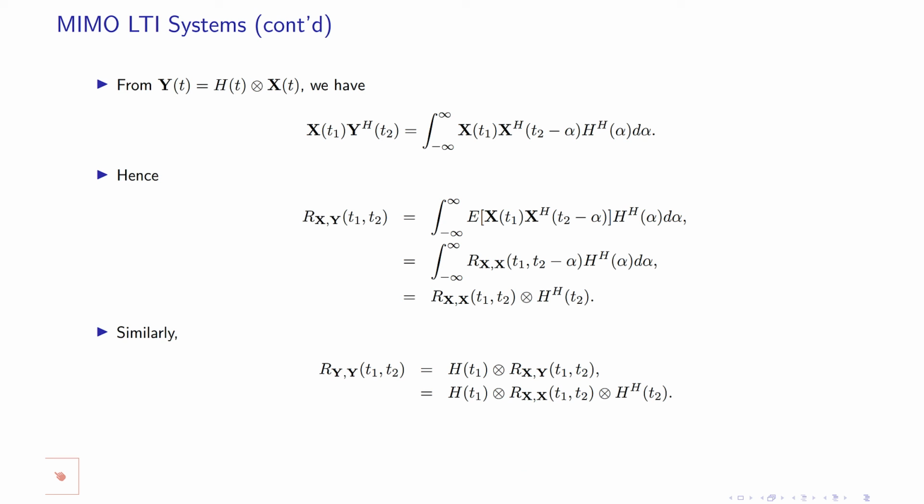So this is the final result. The autocorrelation of the output can be written in terms of the unit impulse response matrix, convolution, t1, t2. Remember, in the second convolution, t1 is fixed. In the first convolution, t2 is fixed.